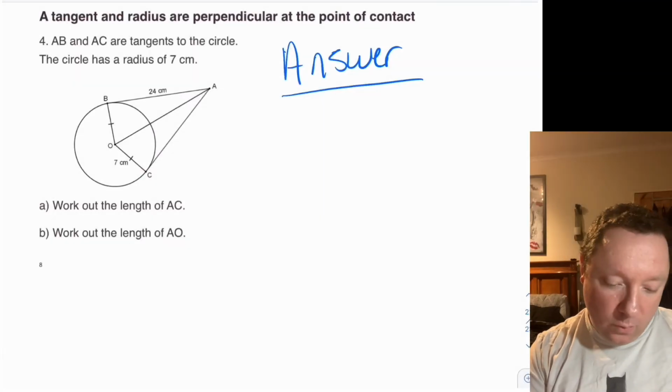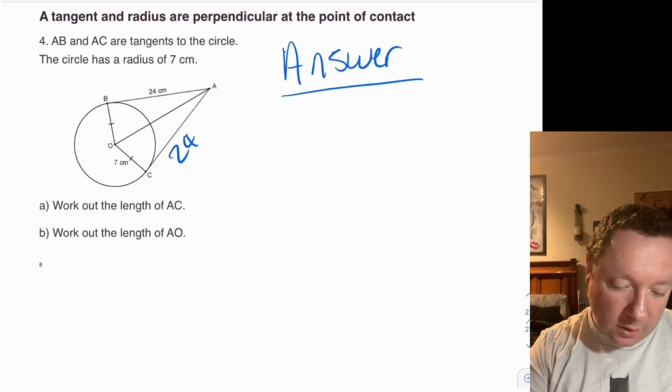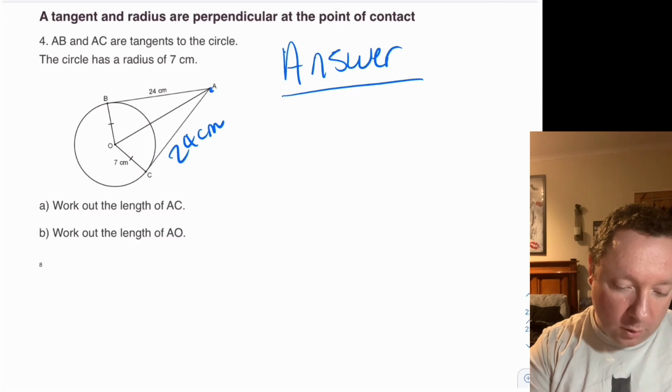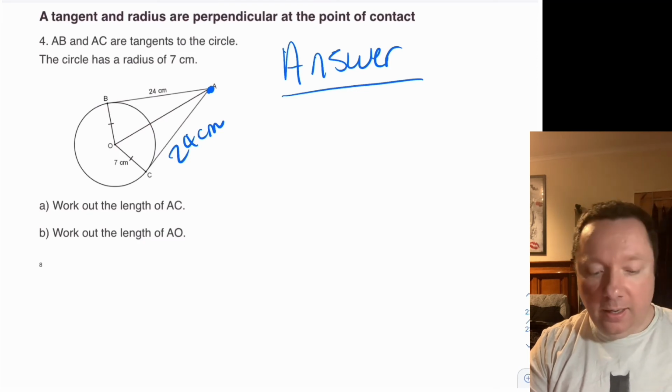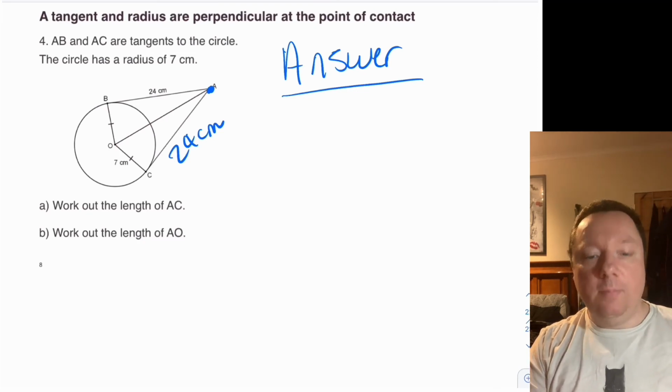And the answers. So AC is obviously 24 centimetres. That shouldn't have been a problem because we've got our point way out here, tangent up here, another tangent there. So they're both the same size. It then says work out the length of AO. So let's just check what AO is. AO is this length here. So we need to start identifying angles and see what type of triangles we've got.